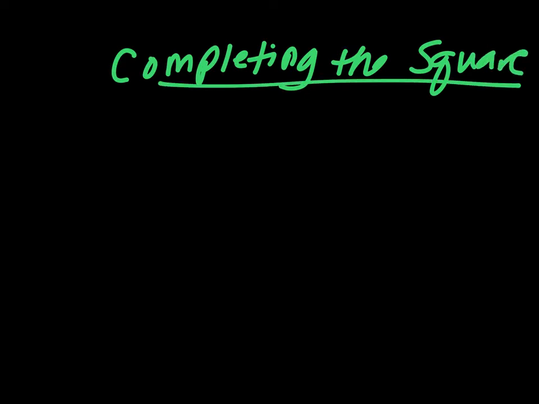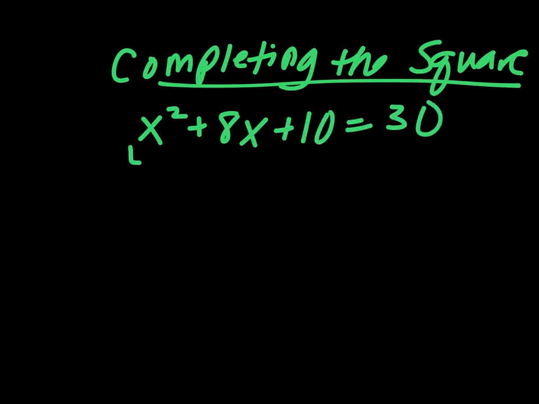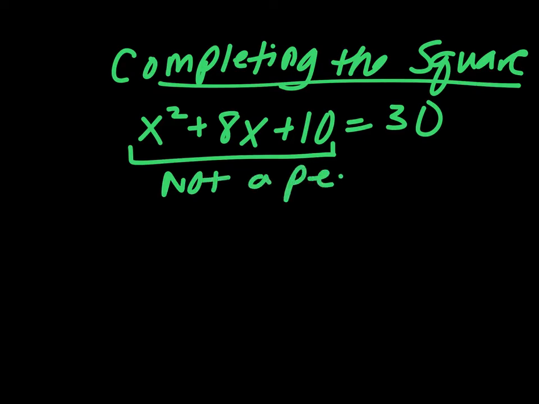Okay, so this video is going to cover completing the square. What completing the square does is it allows us to solve quadratics that have a b term but are not perfect square trinomials. So this is not a perfect square trinomial.